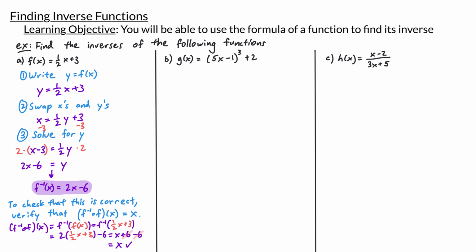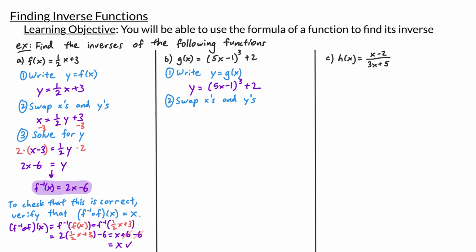Let's move on to example B. Here we have the function g of x equals 5x minus 1 cubed plus 2. We'll be following the same steps as before. Our first step is to write y equals the formula for the output of my function. In this example, we'll have y equals 5x minus 1 cubed plus 2.